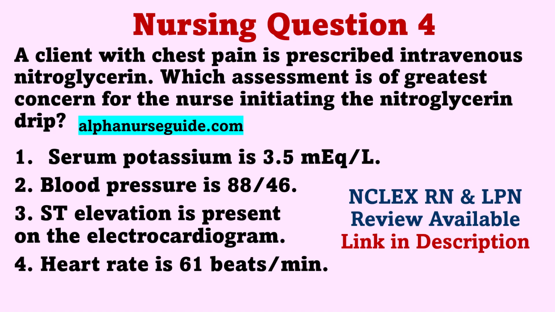The correct answer is 2. Blood pressure is 88/46. Nitroglycerin is a vasodilator that will lower blood pressure. The client is having chest pain, and the ST elevation indicates injury to the myocardium, which may benefit from nitroglycerin. The potassium and heart rate are within normal range.